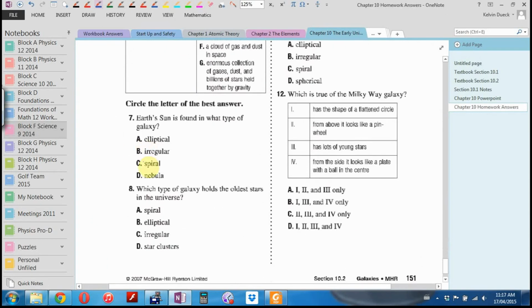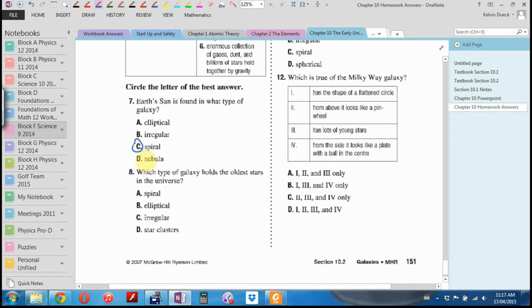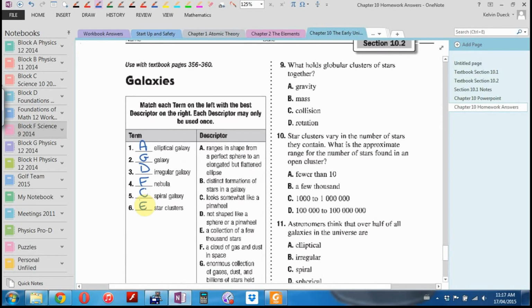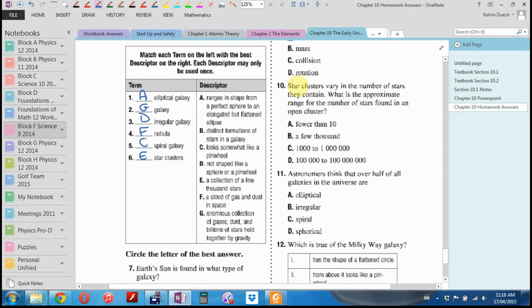Number 7, Sun is a part of a spiral galaxy. Which one holds the oldest stars in the universe? Ellipticals. What holds globular clusters of stars together? Also gravity, because stars have gravity too. So they're held together. The same way all of our planets are held in place by gravity from the sun. 10, B, a few thousand for an open cluster.